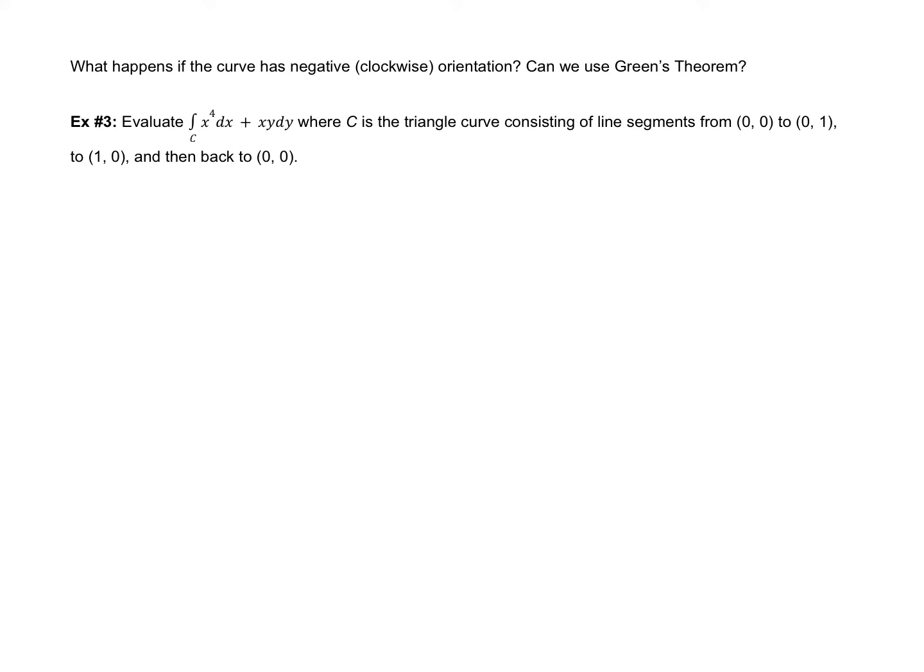So can we use Green's theorem if we have a negative or a clockwise orientation? So we are going to evaluate this line integral where C is the triangle curve consisting of the line segments from 0, 0 to 0, 1 to 1, 0, and then back to 0, 0. Okay, so if we draw this, we're going from 0, 0 to 0, 1. And then we are going to 1, 0. And then we are going back to 0, 0. Okay, so we can see that this has a negative or a clockwise orientation.